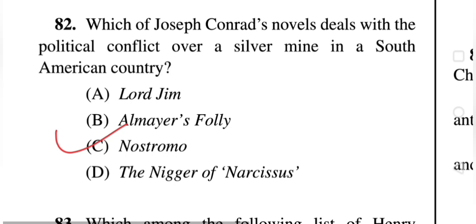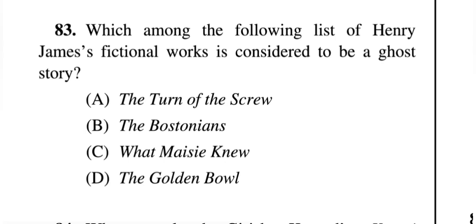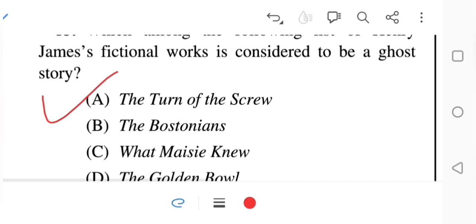Next. Which among the following list of Henry James fictional works is considered to be a ghost story? Henry James, you must have read his works. So the question is, which among the following list of Henry James fictional works is considered to be a ghost story? A, The Turn of the Screw. B, The Bostonians. C, What Maisie Knew. D, The Golden Bowl. 83. Correct answer of this question is A, The Turn of the Screw. Remember it. It will help you.